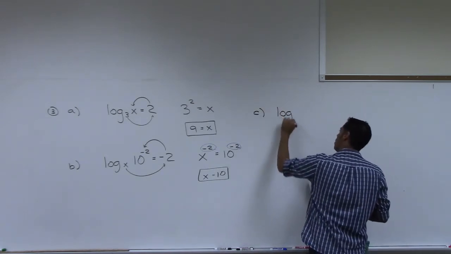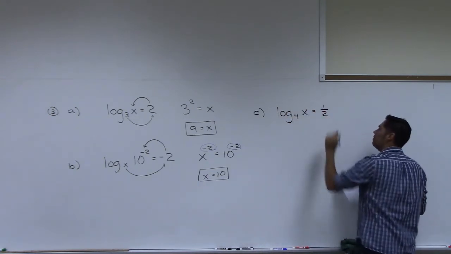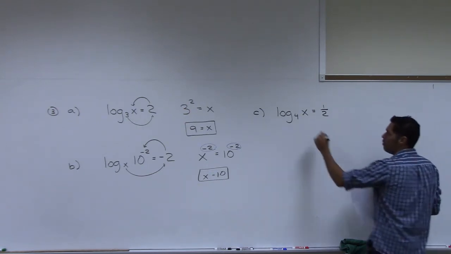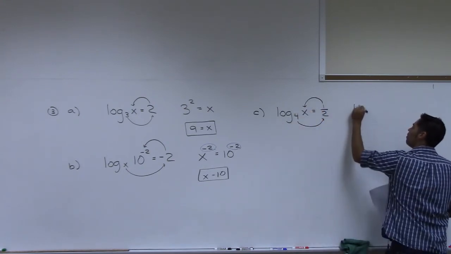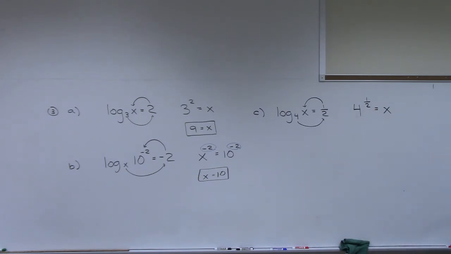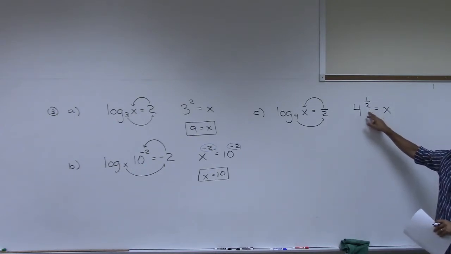Log base 4, x equals 1/2. So we'll just do the same thing we've been doing. We're just going to do the loop. It's going to be 4 raised to the half equals x. And now you need to remember what it means to raise something to the half. What does this really mean?